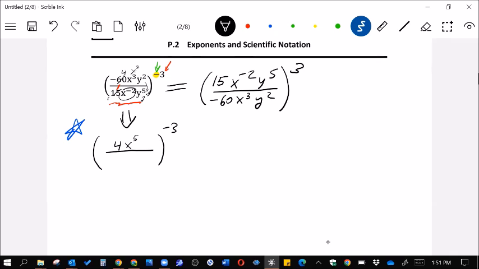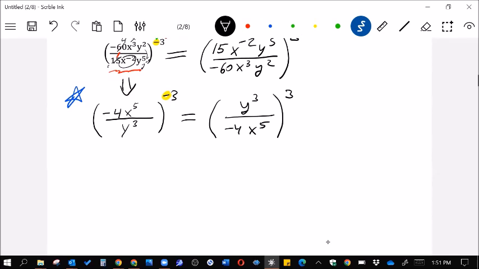So I can do 5 take away 2. So I have y to the 3rd power. And there's still a negative sign in there. So I'll leave that negative sign with the 4. Now I am going to apply the exponent, but first I'm going to apply the negative. So now I'm going to do the flipping of the inside, y cubed over negative 4 x to the 5th, all to the 3rd power.